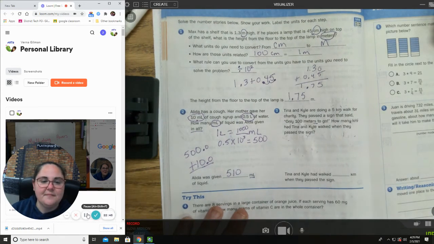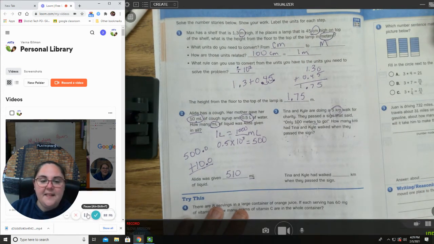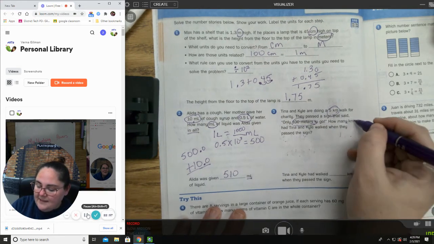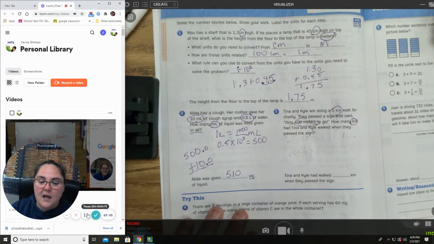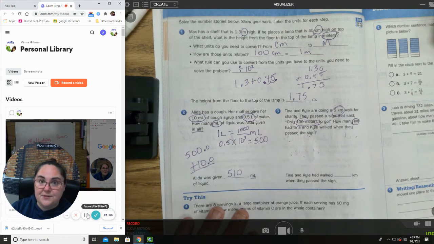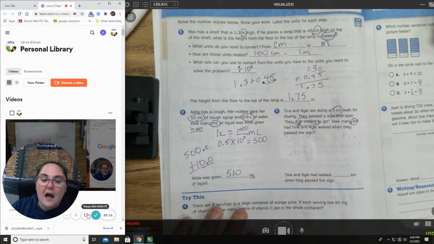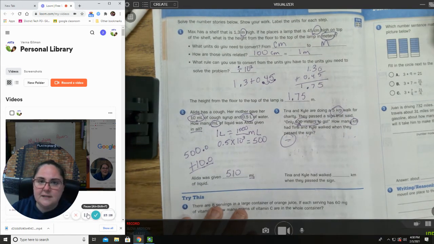Time for number 3. Tina and Kyle are doing a 5-kilometer walk for charity. They passed a sign that said only 100 meters to go. How many kilometers had Tina and Kyle walked when they passed the sign? All right, so my answer needs to be kilometers, right? So I know I'm going to convert this number here. I also know that it says how many kilometers had they already walked. That means I need to find the difference. That means I'm going to subtract. So I'm going to put that there so I know I'm going to subtract.